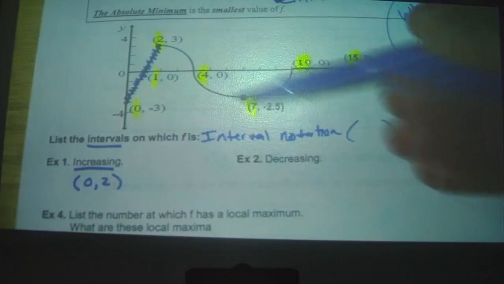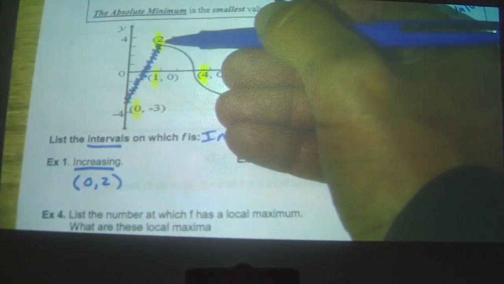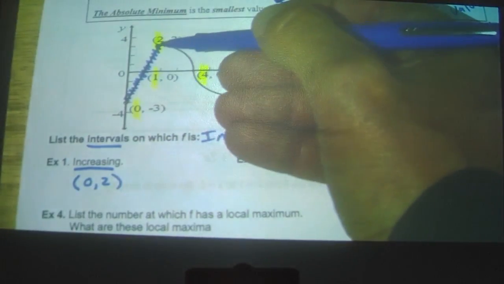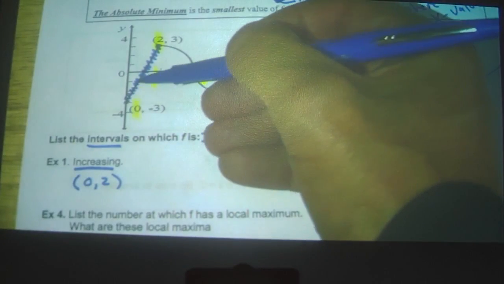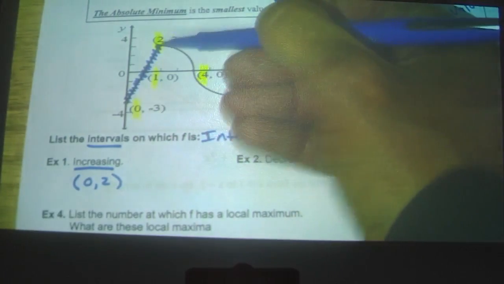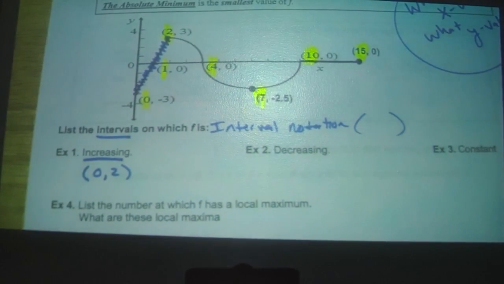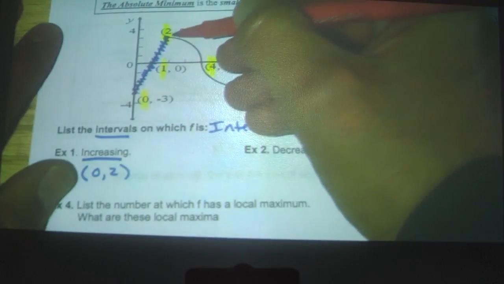Okay? People who get this wrong, they say, well, it's increasing from 0 to 1 and then 1 to 2. They list both of those intervals. Well, it doesn't stop between 0, 1, 1, 2. It's going increasing the whole time. So tell me the whole way. Okay? Then we put our hands up on the roller coaster.